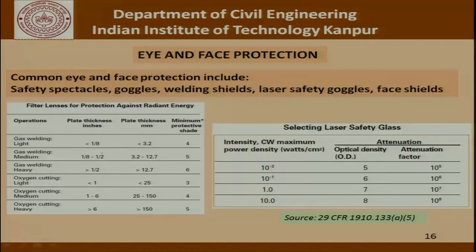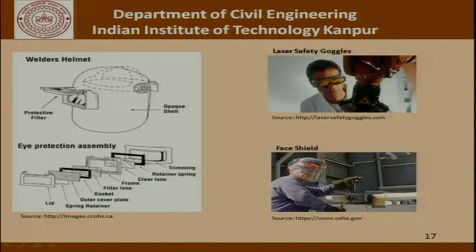Continuing with our eye and face protection measures, this is basically just a chart which shows filter lenses for protection against radiant energy. Depending on the kind of operations that are involved, there are different plate thicknesses and protective shades. We select the laser safety glasses in a similar manner depending on the intensity involved. So these are pictures of the laser safety goggles or the face shield and the welder's helmet with all the details, and these websites and the internet will help you get more information about the technical details involved. So please remember that design of these PPE is also an important subject that needs to be studied.